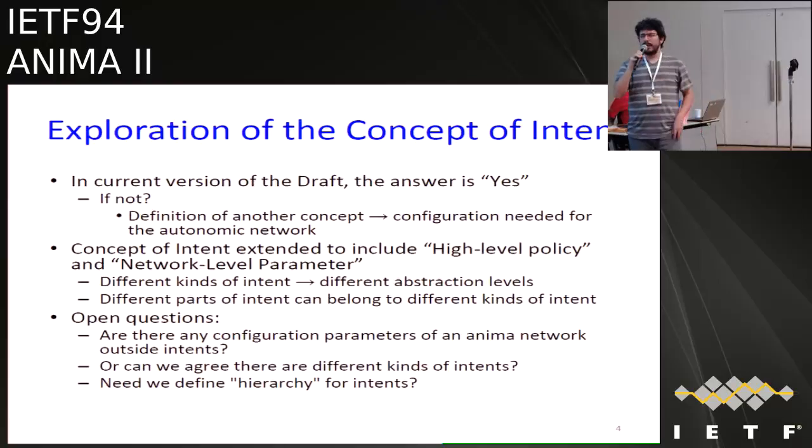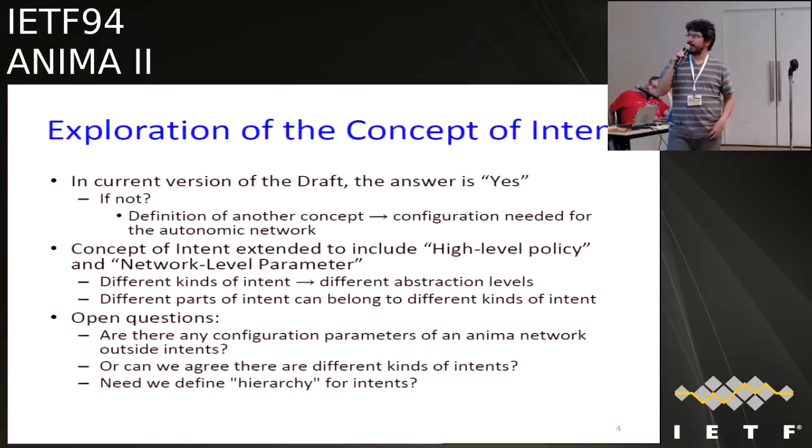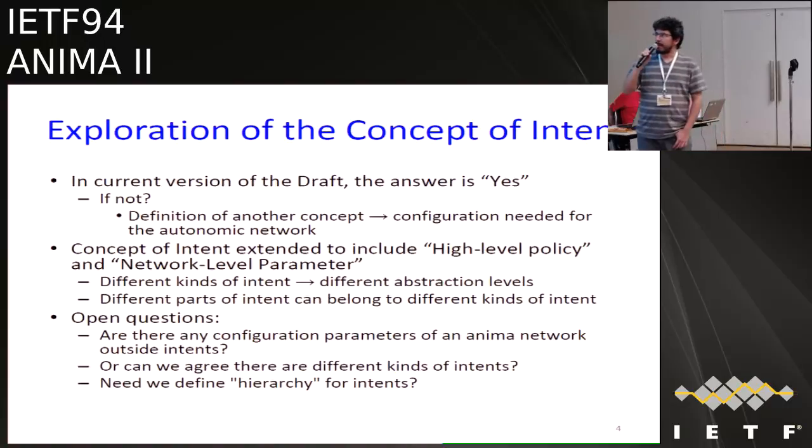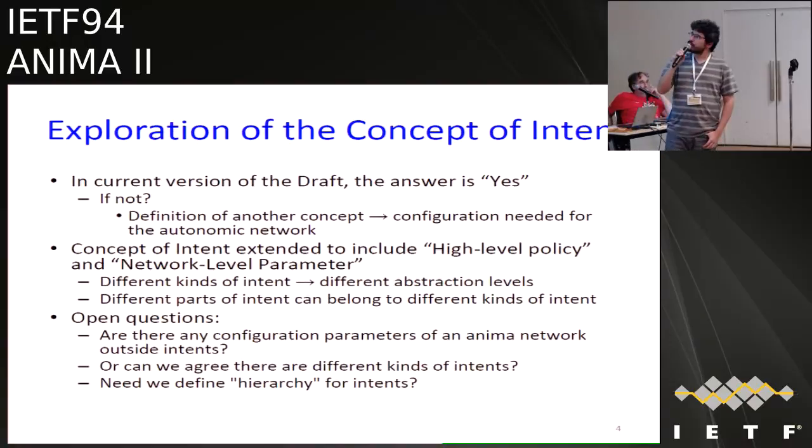The first question, which I pointed out earlier, is whether there is any configuration parameter of an ANIMA network outside the intents. This is the first open question. The second question is that there are different kinds of intents, and I think in the previous meeting we also talked about some different kinds. This is probably the main question of our draft right now. We want to divide intents into different classes, levels, abstractions, and all this kind of classification. And now this also leads to some kind of a hierarchy of intents. Next slide.